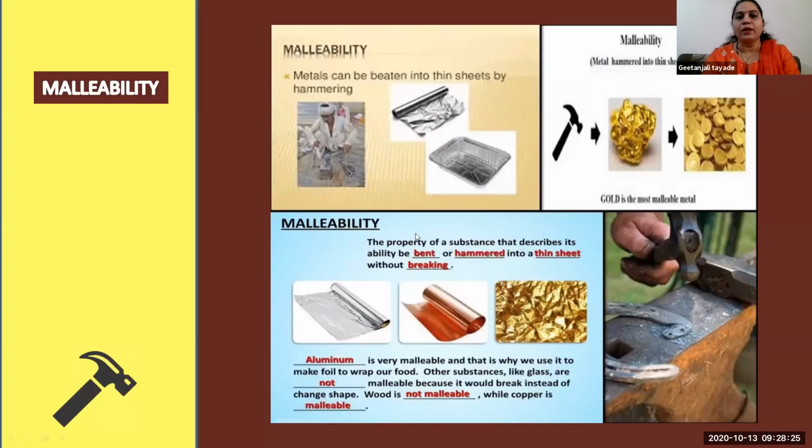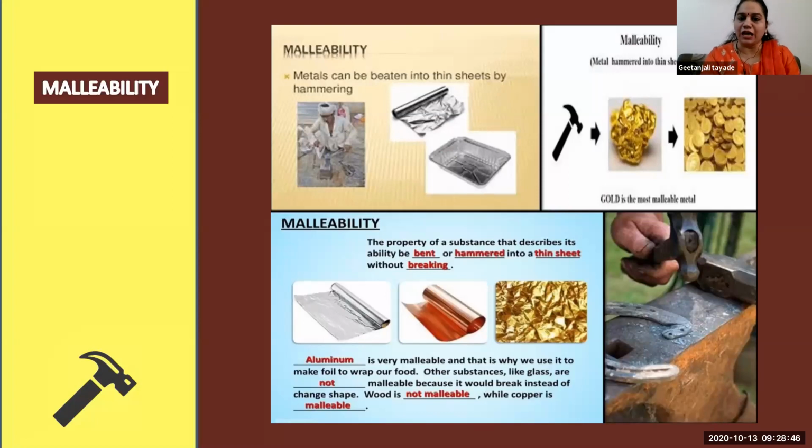Malleability means what? Metals can be beaten into thin sheets by hammering. That property, converting into a thin sheet after beating, is called malleability. What is meant by malleability? The metal gets converted into a thin sheet.